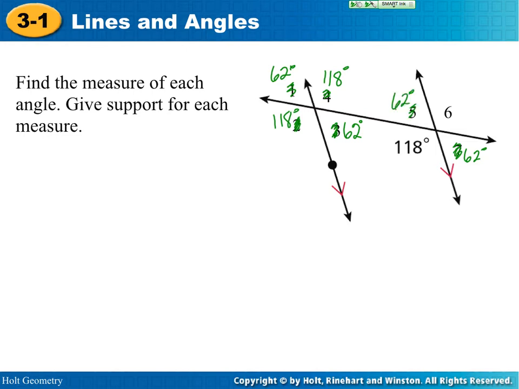Because alternate interior, so she's going there. And 6, Brianna? Why? Alternate exterior. Okay, and there could be other reasons. All right.